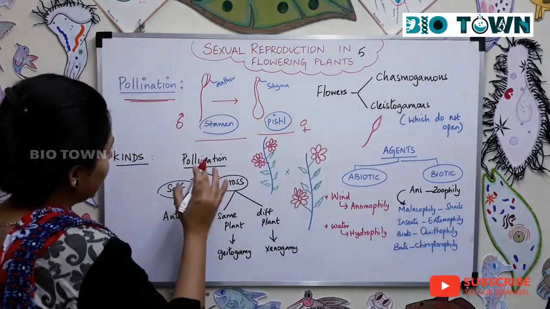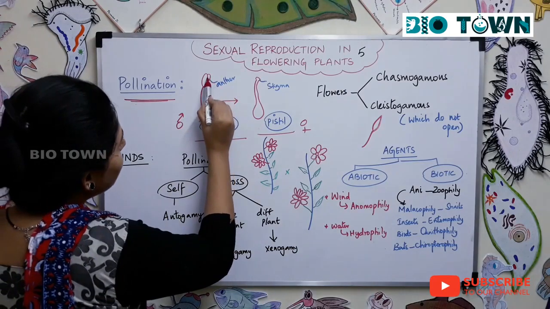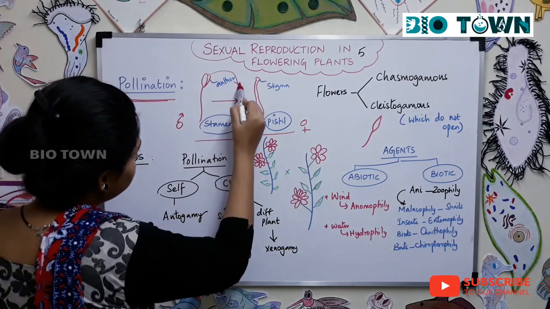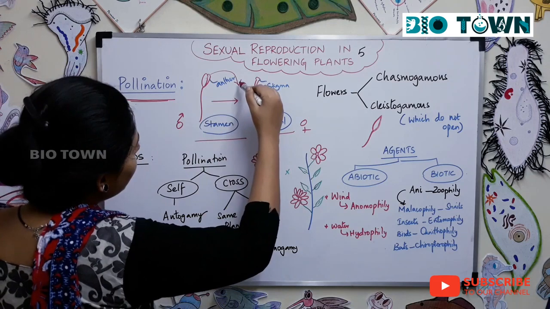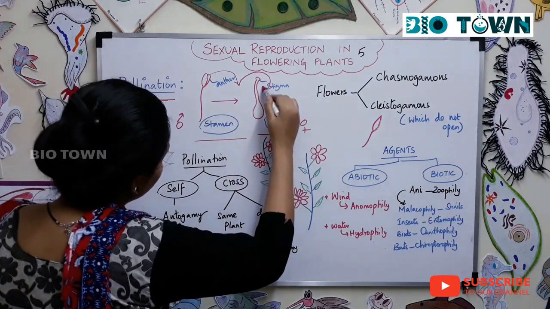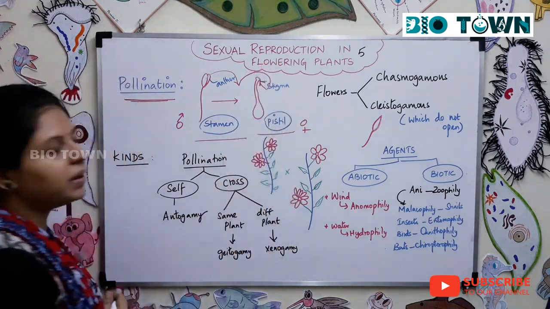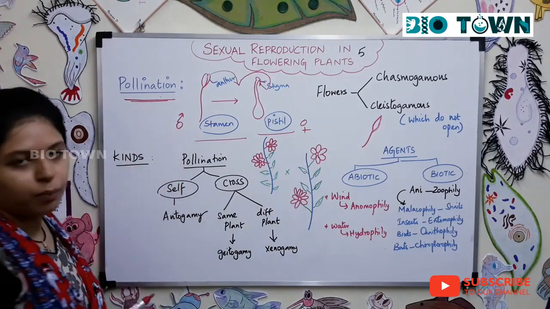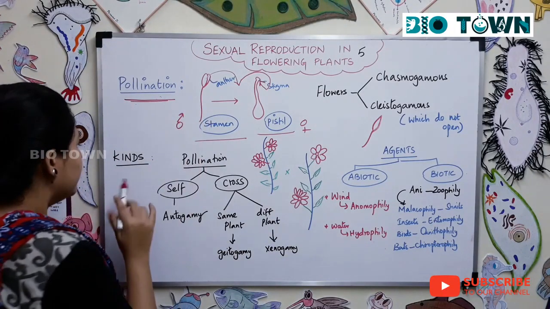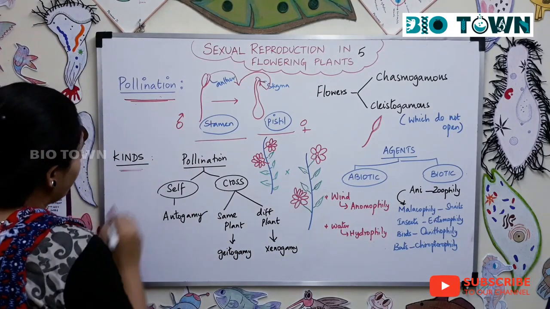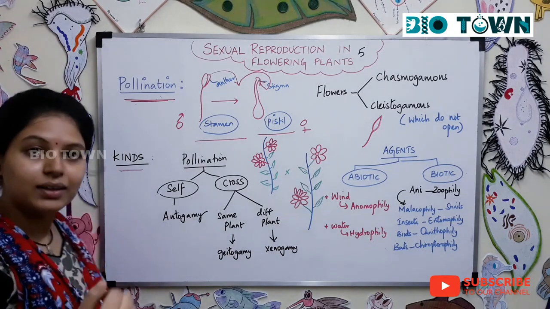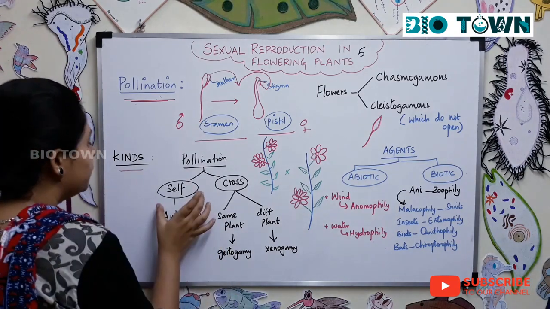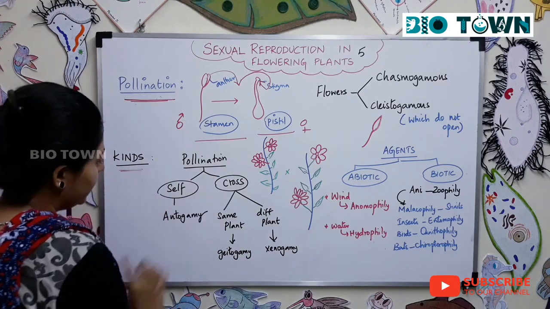So now what exactly happens? The pollen grain from the anther of a flower will go and interact with the stigma of the female flower, which is called pollination. Clear? Now next we'll talk about the kinds of pollination. Now what are the different kinds of pollination? The first thing is self-pollination.